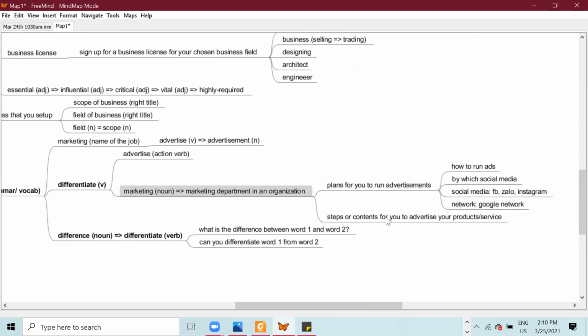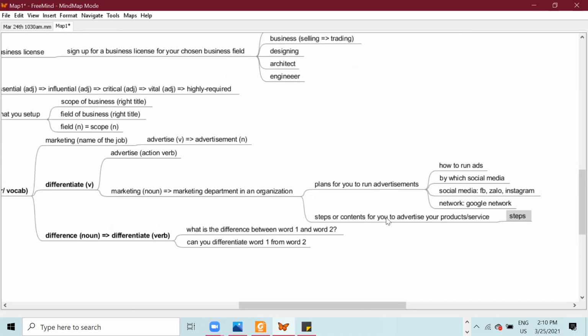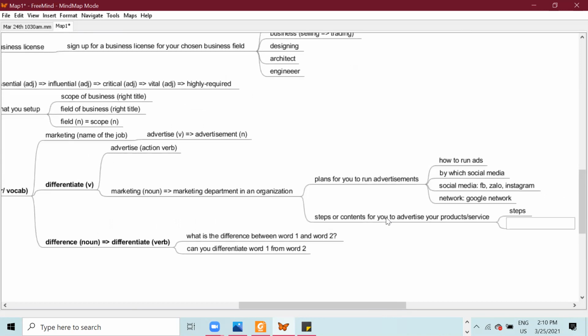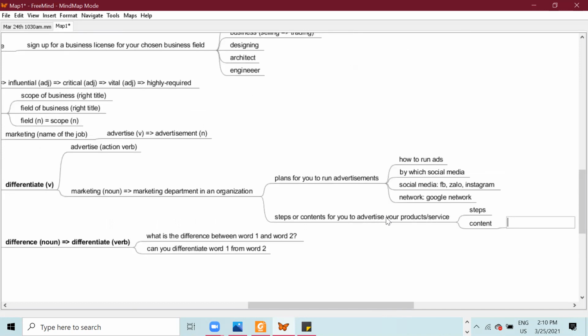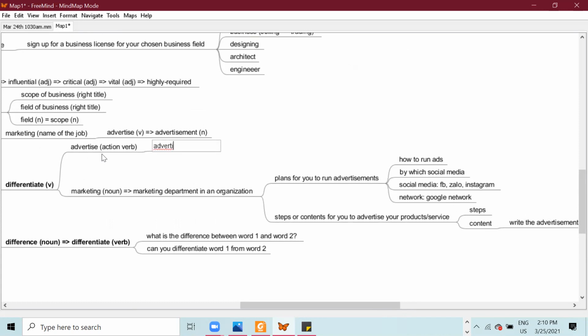So for marketing, what does it mean? If you don't understand, just think of marketing as plans for you to run the ads, or steps, or contents for you to advertise your products. The steps, like step one, I use Facebook. Step two, I use Instagram. But for content, it means how you write the advertisement.